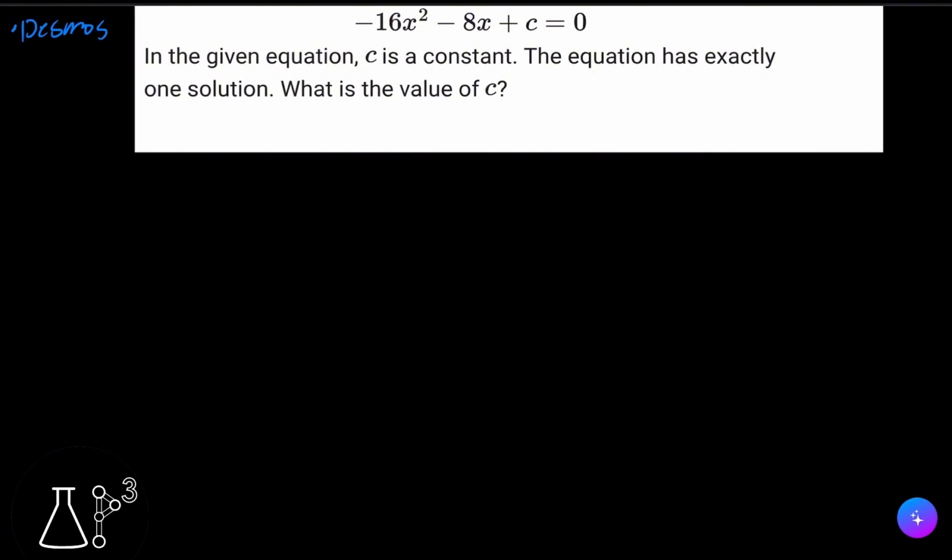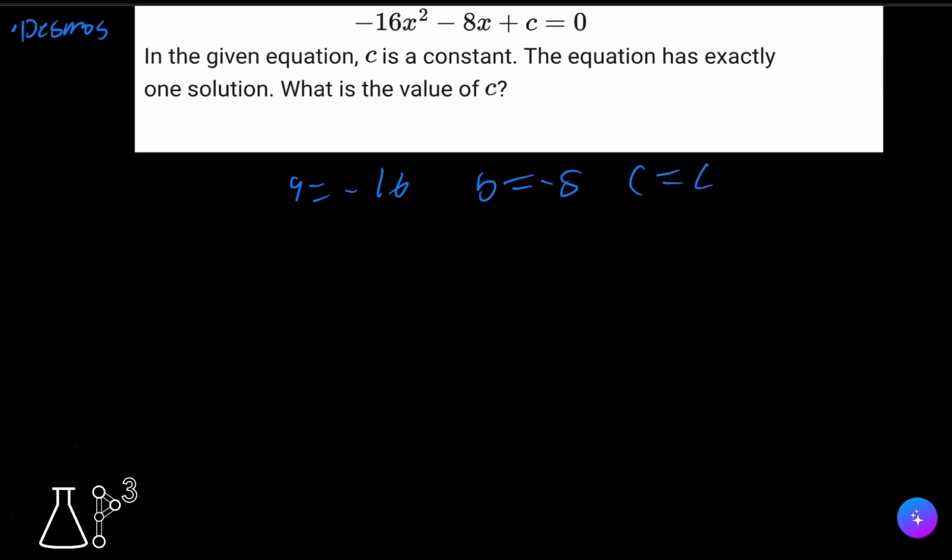So in the given equation, C is a constant. The equation has exactly one solution. What is the value of C? So this is another discriminant rule. So our A value, this is simple. Now that we know how to use it, our A value equals -16. Our B value equals -8. And our C value equals C.